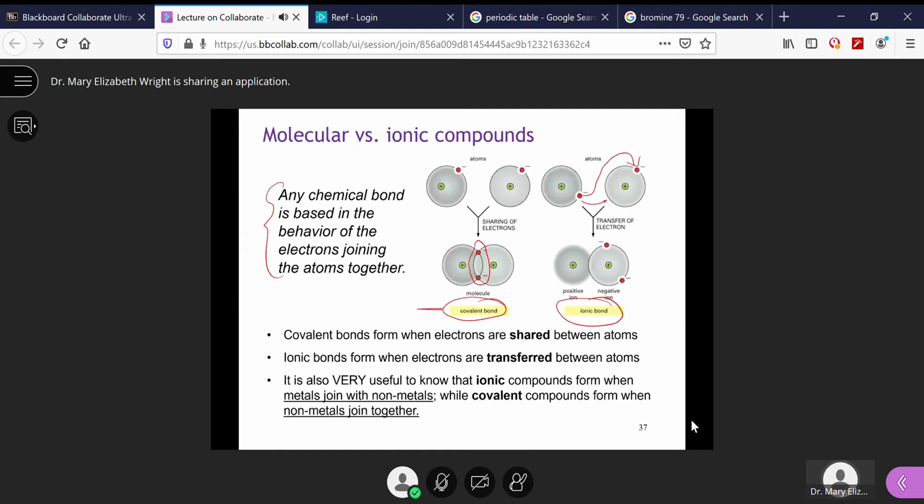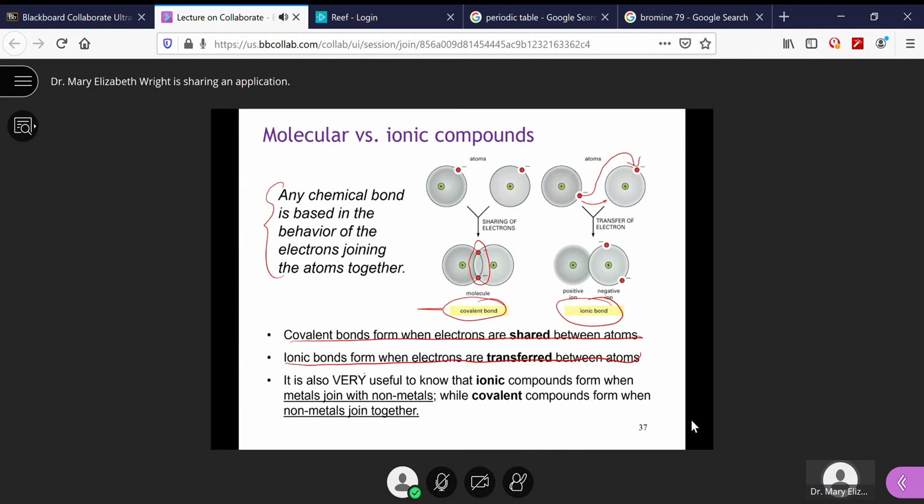So let me just repeat that. Covalent bonds form when electrons are shared between atoms. Ionic bonds form when electrons are transferred between atoms. Now, you may feel like, well, she hasn't even told us what an ion is yet. You're going to know very soon, trust me, but it has to do exactly with this. It has to do with one element losing an electron and another element gaining an electron. That's like the very definition of an ion.